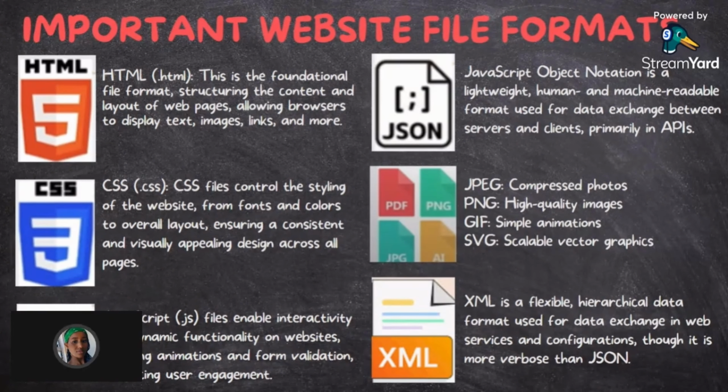JPEG, PNG, and GIF are image formats, each optimized for different purposes. In the case of JPEG, they are ideal for compressing photos. PNG maintains quality with transparency support. GIFs support simple animations. XML, often used for data configuration and document storage, is more verbose than JSON, but ideal for hierarchical data.